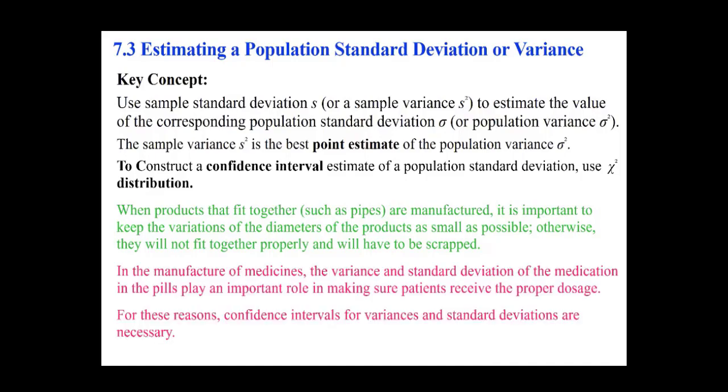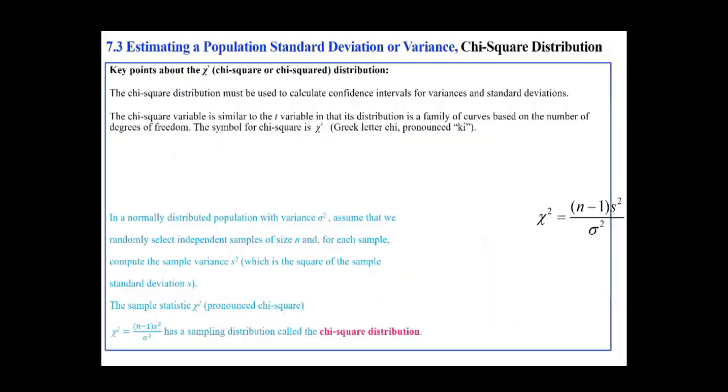In the manufacture of medicines, the variance and standard deviation of the medication in the pills play an important role in making sure patients receive the proper dosage. For these reasons, confidence intervals for variances and standard deviations are necessary. Let's go to the next page.